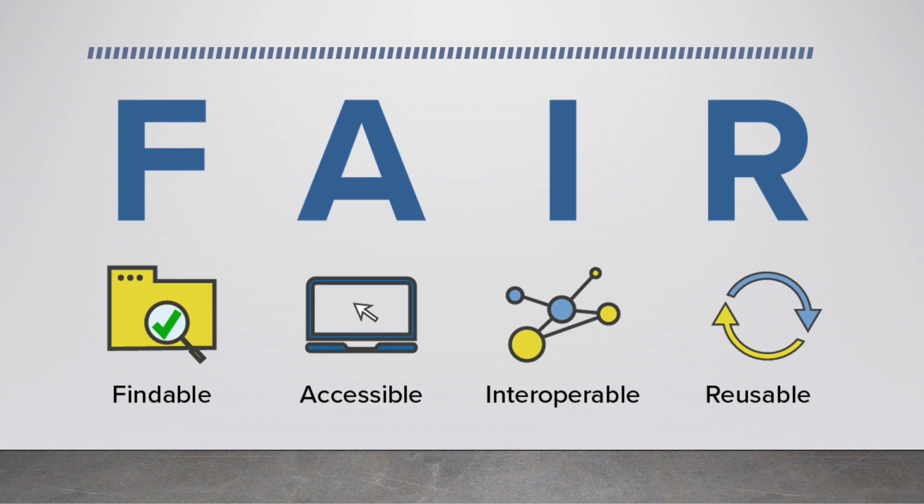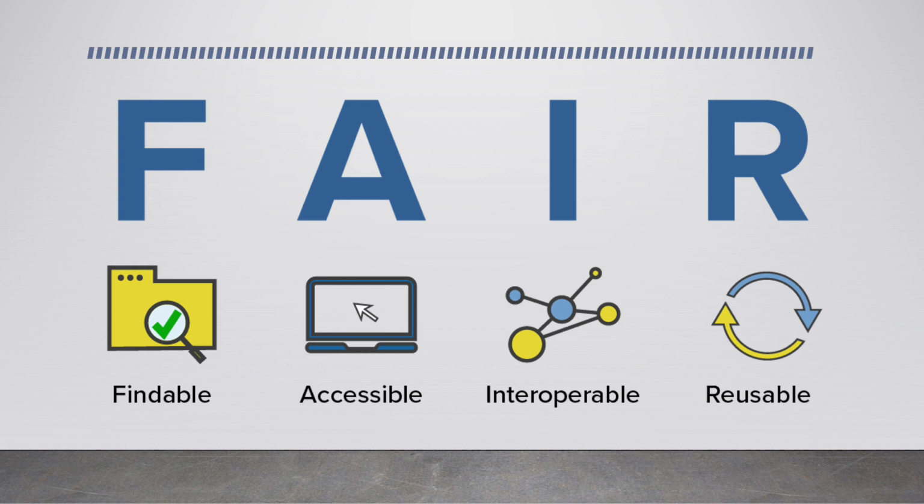The FAIR data principle ensures that the value of data shared in repositories is increased. FAIR stands for findable, accessible, interoperable, and reusable. The data must be findable. Metadata should be assigned to unique identifiers so that it can be easily found by users. The data needs to be accessible.